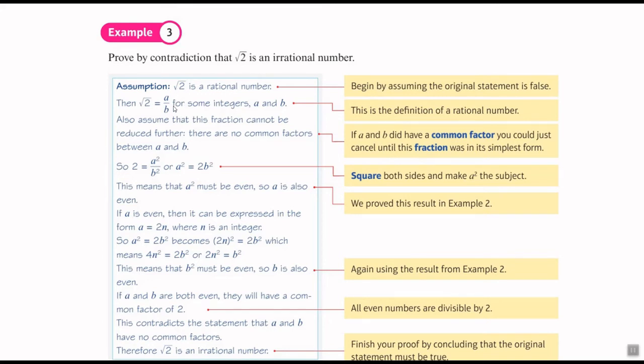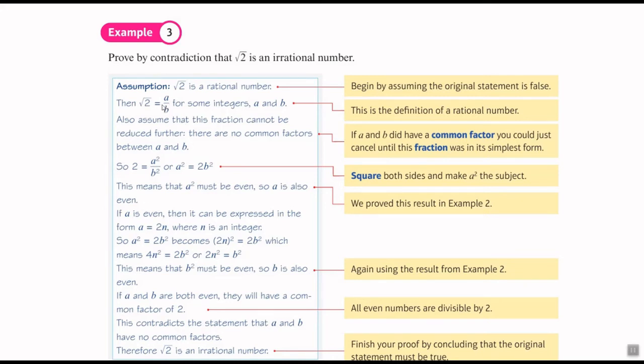So if a and b have a common factor, you could just cancel out and get the equivalent fraction in its simplest form. So it cannot be reduced. So there are no common factors between a and b.